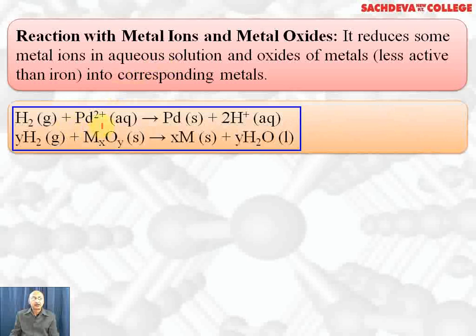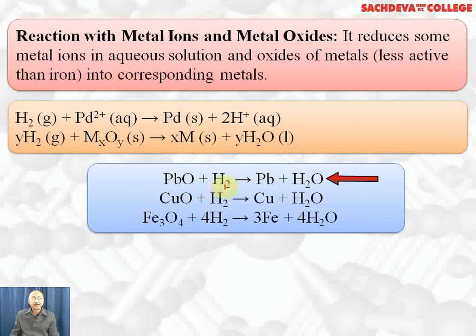Hydrogen reacts with salts of platinum, Pd plus 2. It gives platinum solid plus 2 H plus ions. The same reaction can take place with copper also. H2 plus Cu plus 2 ions will give you copper solid plus 2 H plus ions. This process is also called hydrometallurgy, which you will be studying in class 12th also.